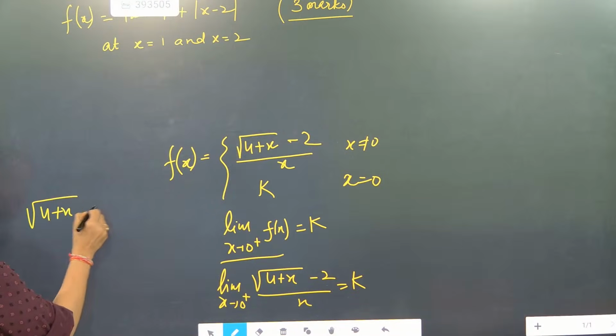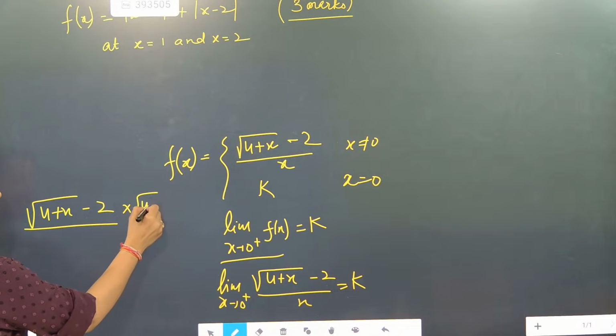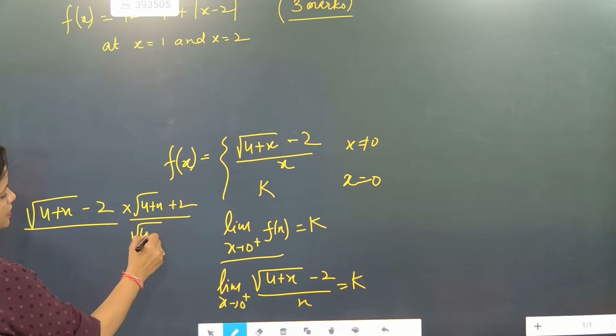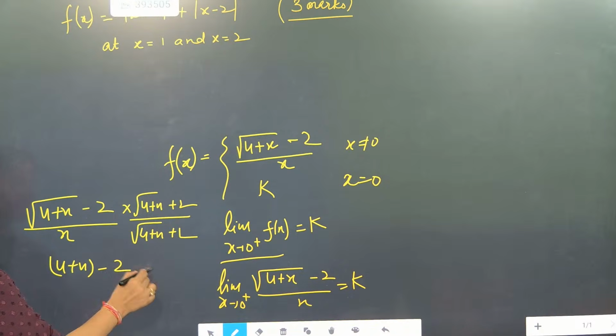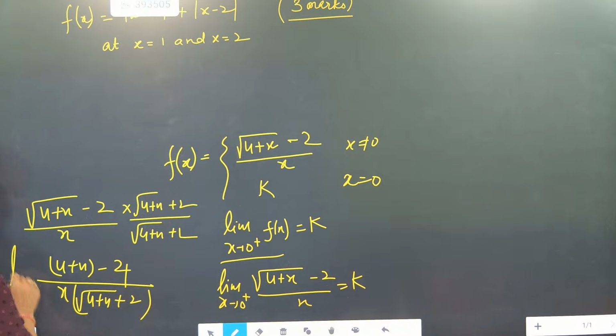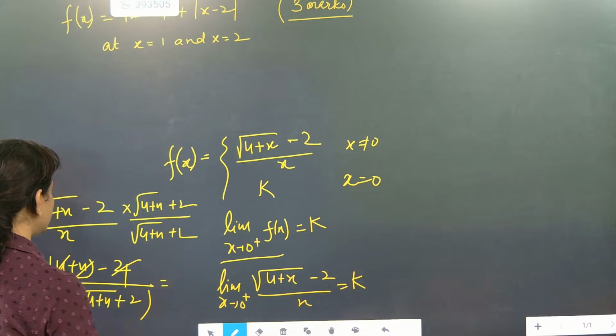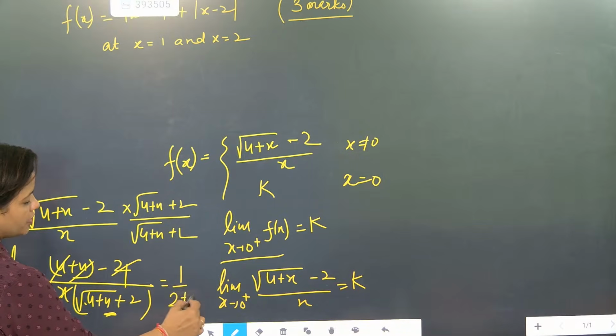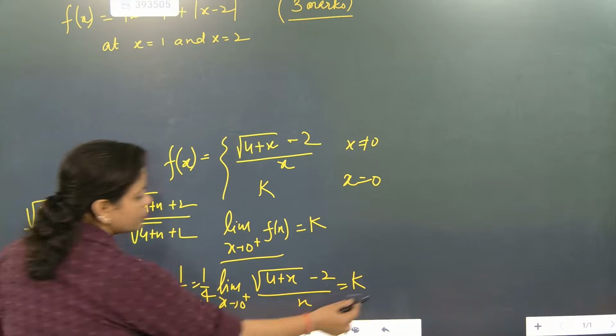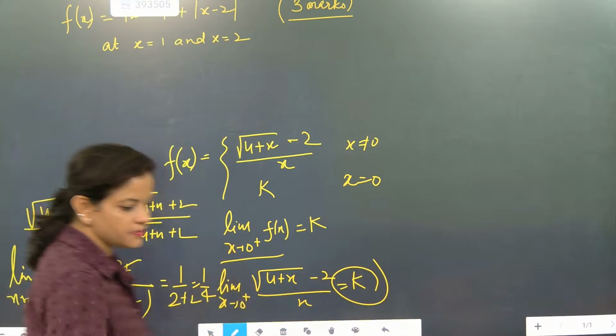Rationalize. Minus 2 is here, so multiply by root 4 plus x plus 2 up and root 4 plus x plus 2 down, and down is x. A minus b, a plus b. So what happened? This minus 2 squared, 4 by x root under 4 plus x plus 2, with limit x extends to 0. 4 cancels, x cancels. It is an MCQ, so you don't need this many steps. Here x is 0, root 4 squared is 2, plus 2 gives 1 by 4, and 1 by 4 is equal to k. That's that.